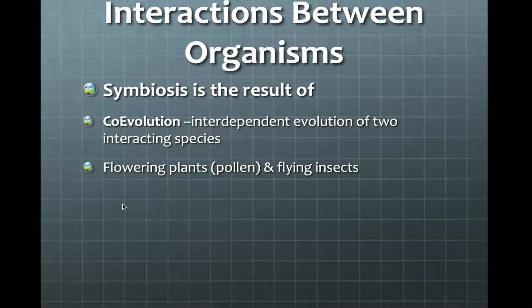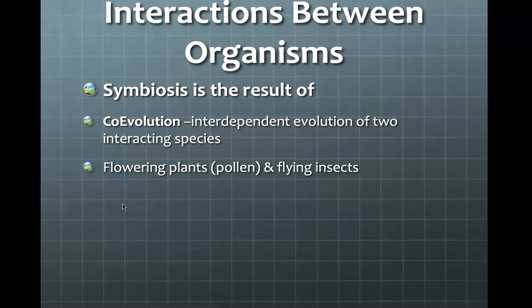How do we know this? Well, we have fossils in the rock record, and they show that as insect diversity increases, we start to see flowering plant diversity increase. Where's the connection between flying insects and flowering plants, you guys? Yeah, it's a mixture of pollination. It's a function of pollination.